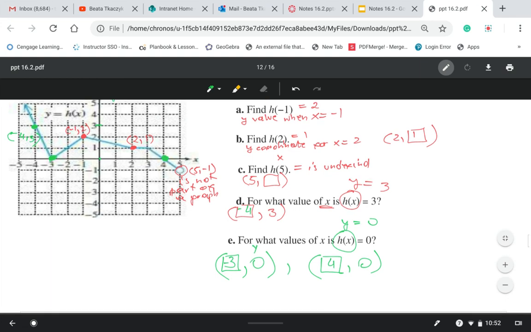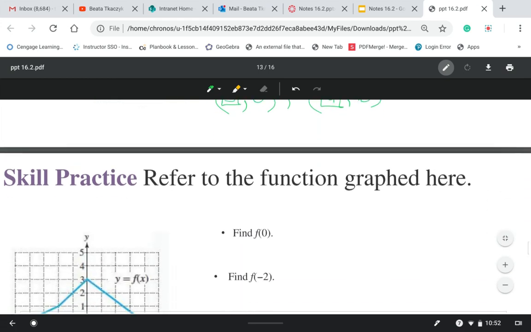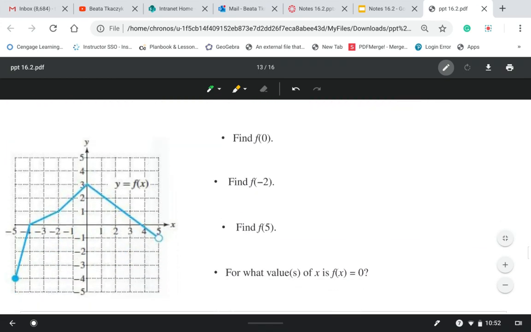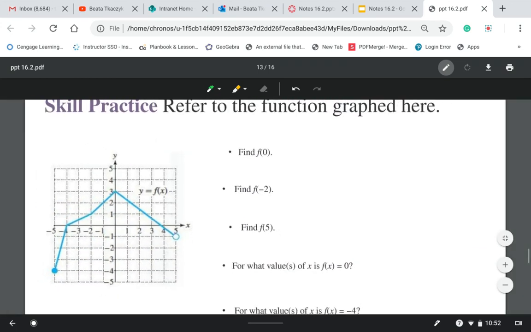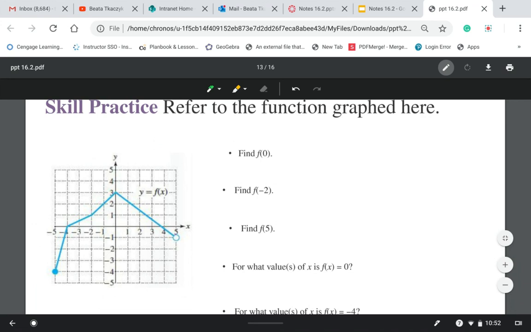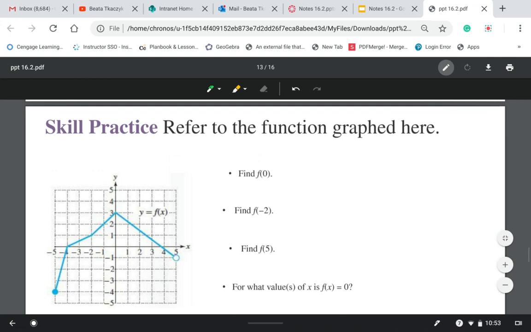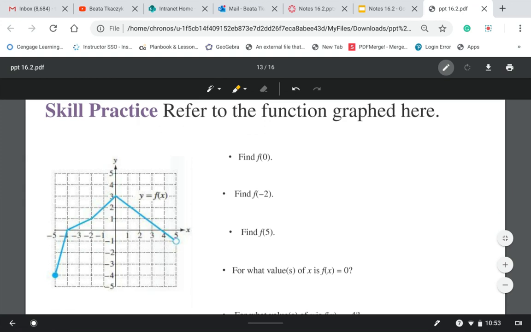Okay. So we'll continue. I want to go over an additional problem like this, just to make sure that we understand correctly what we need to do. So here, let's talk about a similar graph.